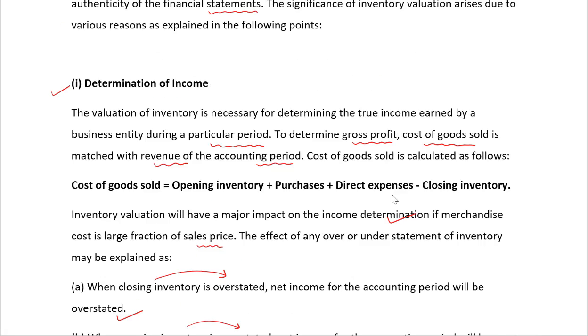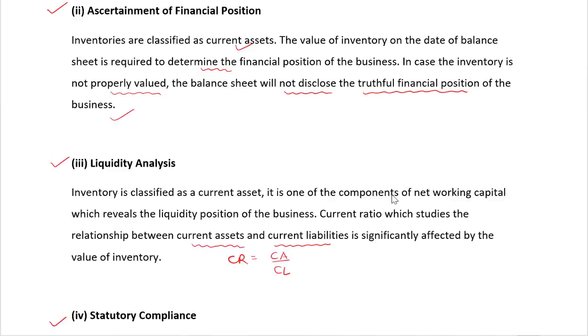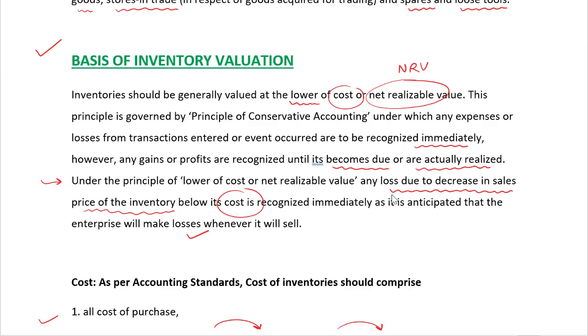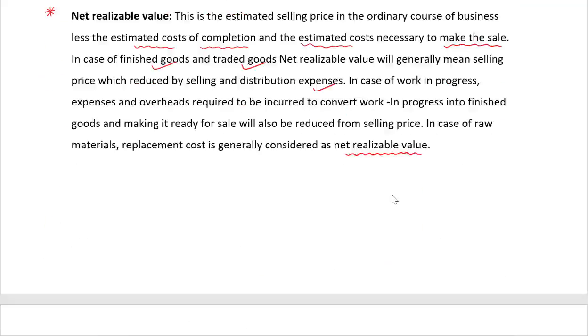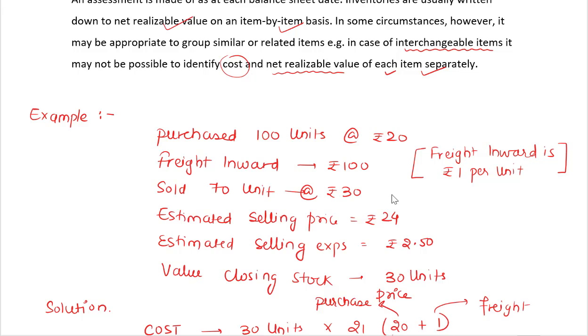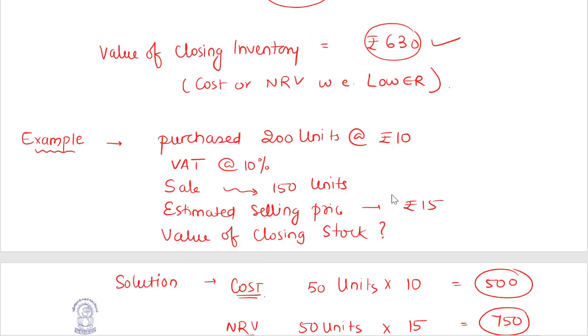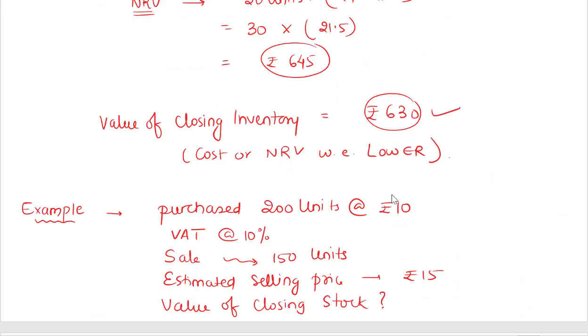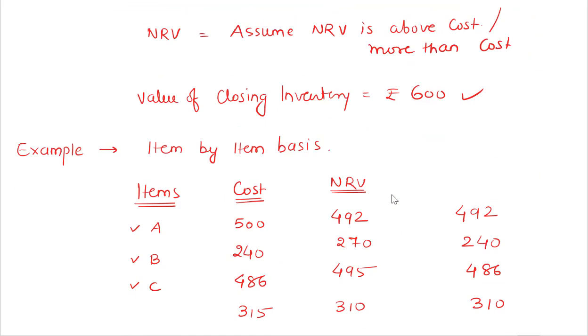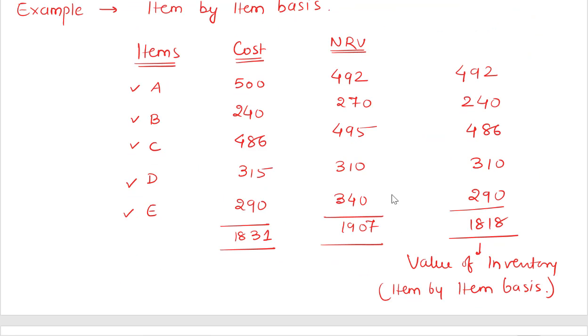How to value inventory. The basis of inventory valuation, cost or NRV, whichever is lower. What should be included in the cost and how to calculate net realizable value, that is NRV. And we have seen some serious examples based on these topics. And the last example that we have seen today is the example on item by item basis. I believe you understood till here.